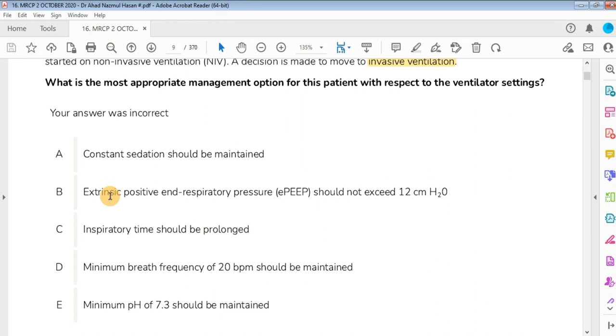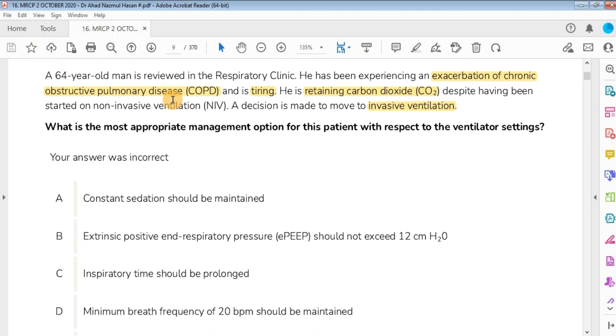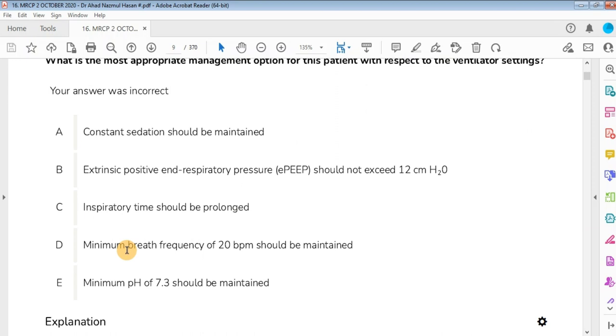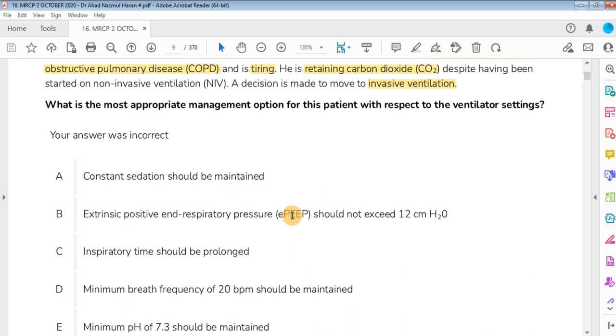And inspiratory time should be prolonged? No. COPD and asthma are obstructive lung diseases, and all obstructive lung diseases are expiratory defects. So the expiratory time should be prolonged here, not the inspiratory time. Minimum breath frequency also should be low, somewhere between 12 to 15. And the pH should be less than 7.2. So the initial EPAP should be 5 centimeters and it should never exceed 12 centimeters. And IPAP should start at 10 centimeters based on the BTS guideline.